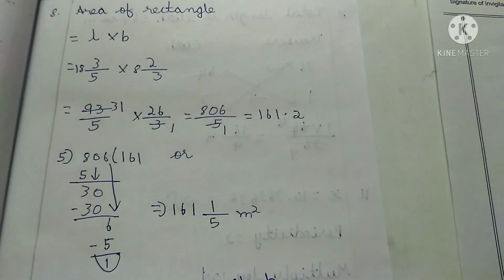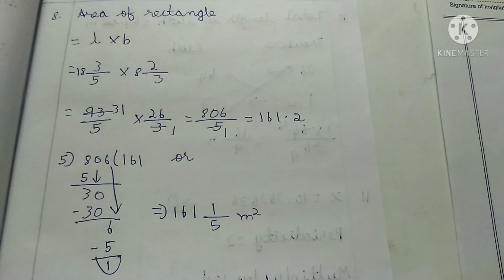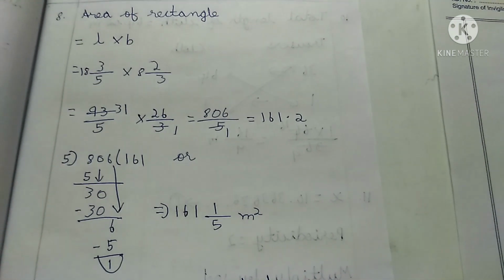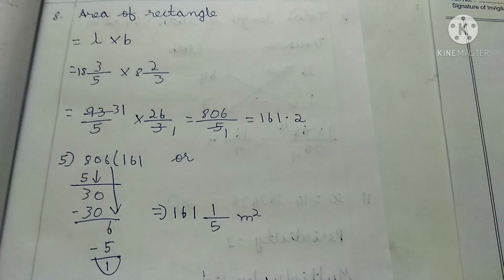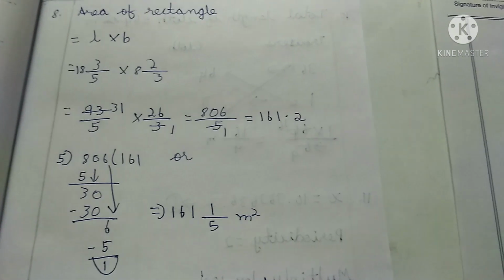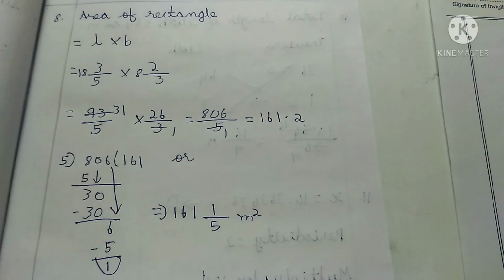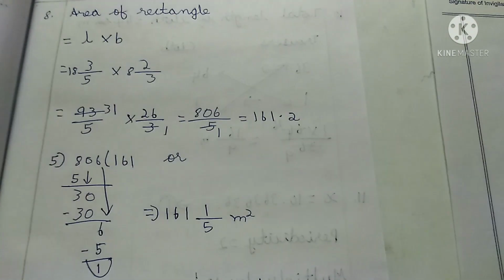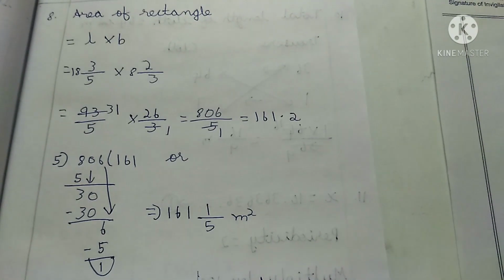So we should multiply 18 into 3 by 5, that is into 8 into 2 by 3. Here by multiplying 18 into 3 by 5, we get 93 by 5. How? 18 5s are 90, 90 plus 3, 93. And the other side also same, 8 3s are 24, 24 plus 2, 26. So by multiplying this both, we get 806 by 5. And by cancelling this both, we get 161.2.